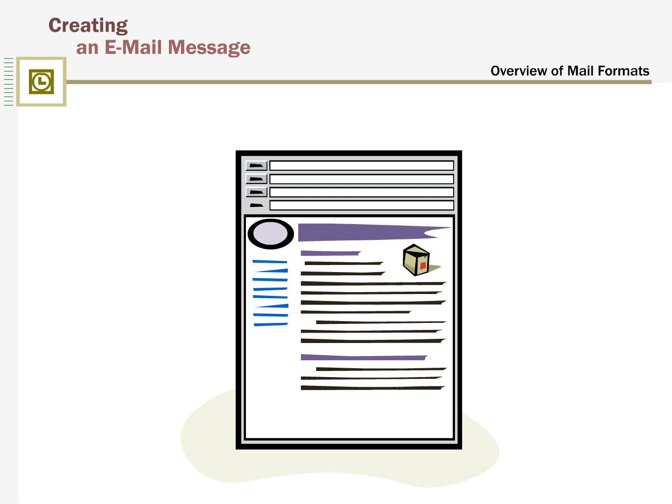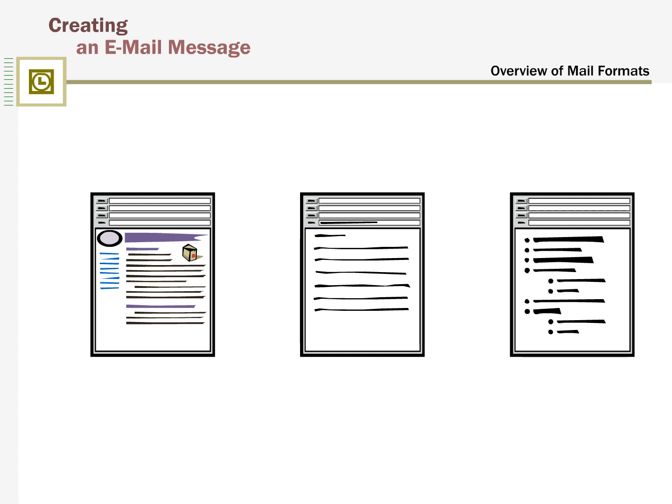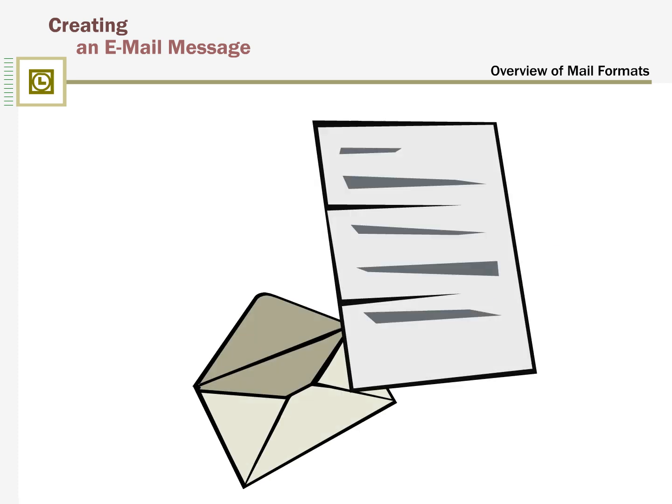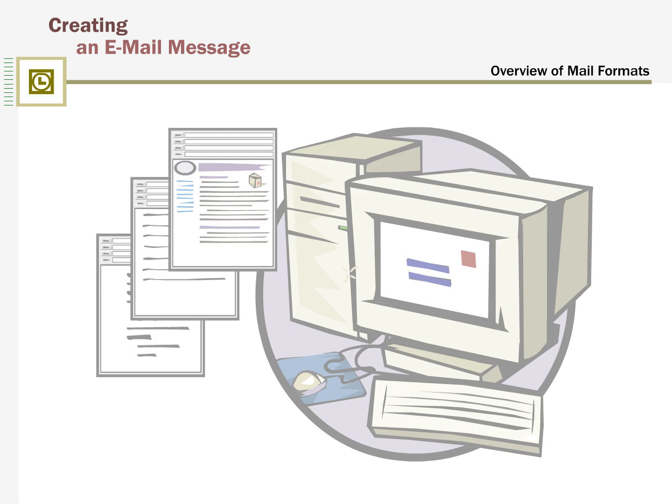Email programs that don't support HTML will automatically display a plain text version in the message body. When you reply to a message, Outlook automatically uses the format of the original message. Regardless of the mail format you choose, Outlook makes it easy to create, read, and send messages.